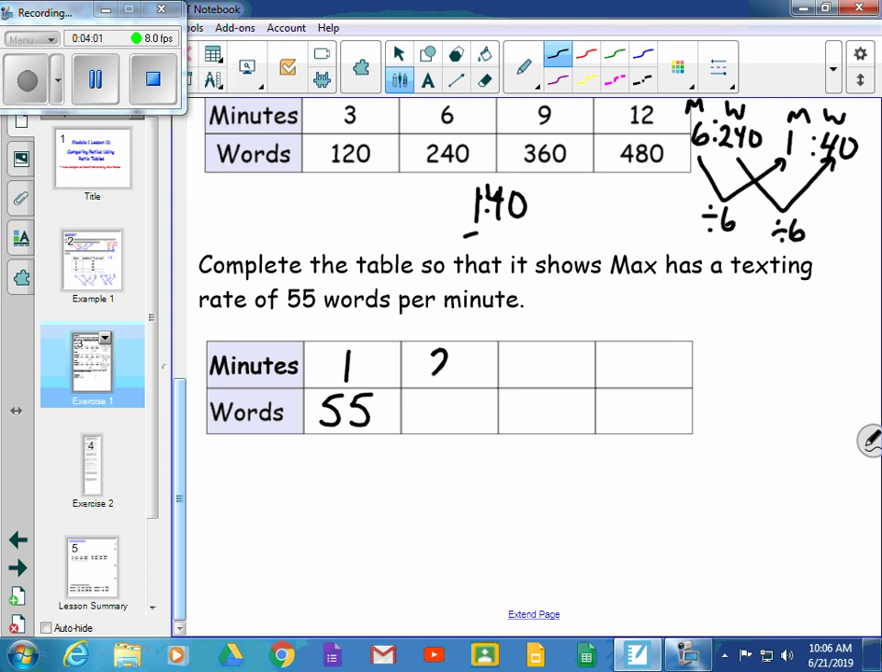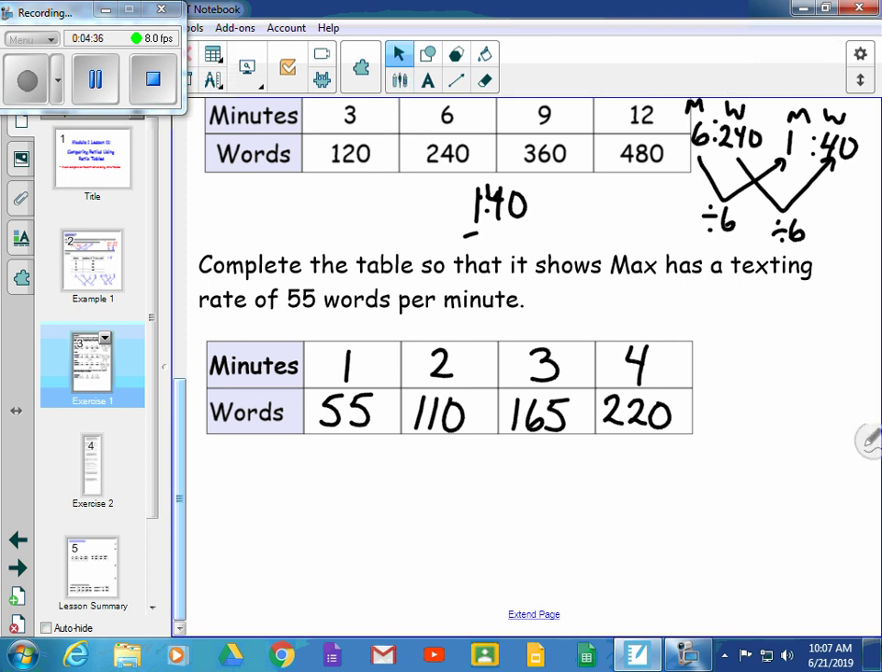What if Max went 2 minutes? 1 times 2 is 2. 55 times 2 is 110. What if Max went 3 minutes? 1 times 3 is 3. 55 times 3 is 165. And what if Max texted for 4 minutes? 1 times 4 is 4. 55 times 4 is 220. So if Max keeps that same rate, we can see how many words he texts for each minute.